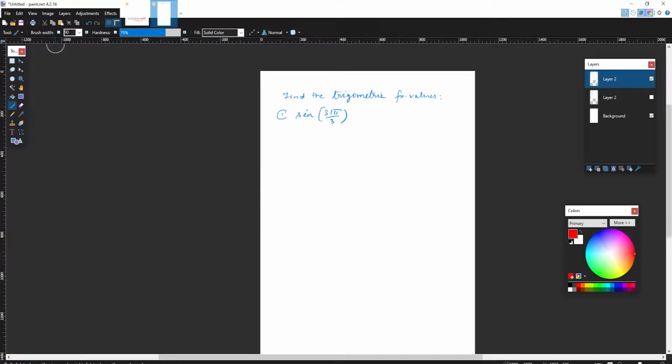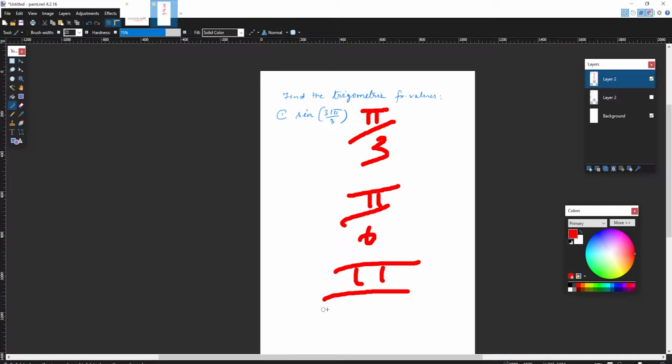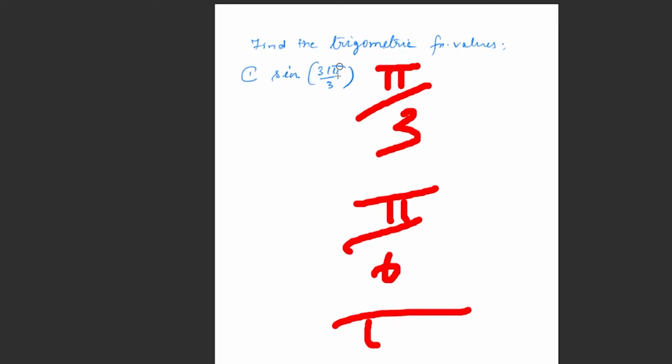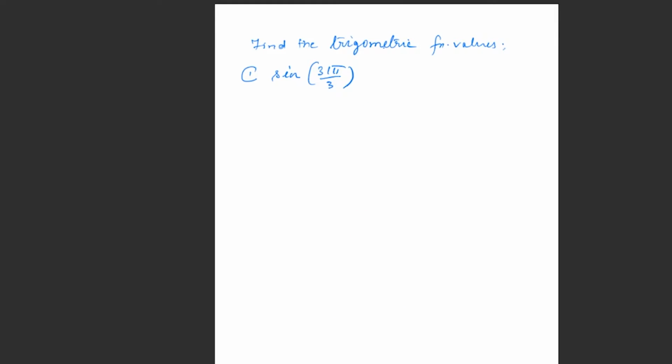So we have sine of 31 pi by 3. If you don't know the values of pi by 3, pi by 6, and pi by 4, like the sine, cosine, and tangent values, then let me know so I can make a video on that. I can just send you the Quizlet, but you have to know those to be able to do this quickly. So we have sine of 31 pi by 3.